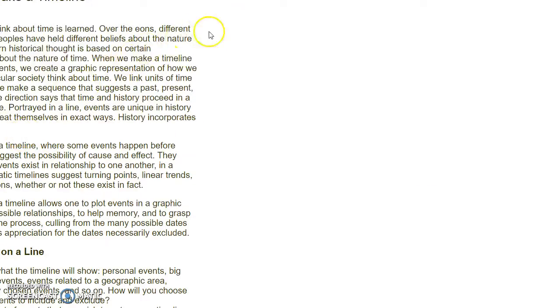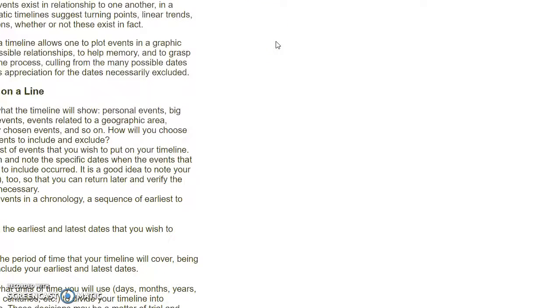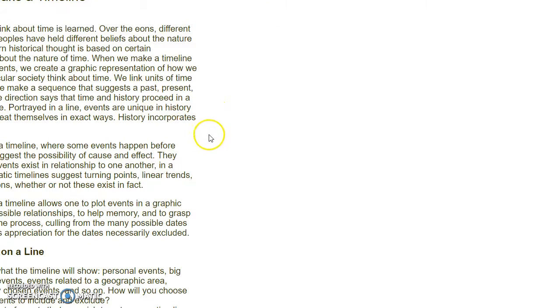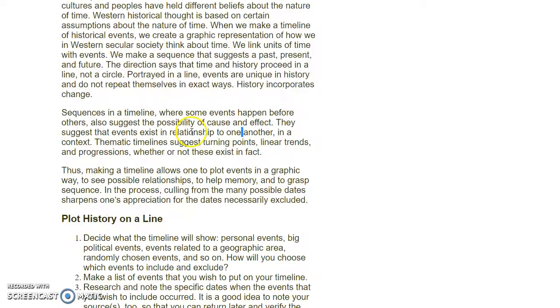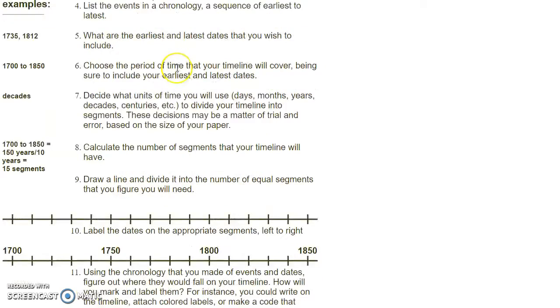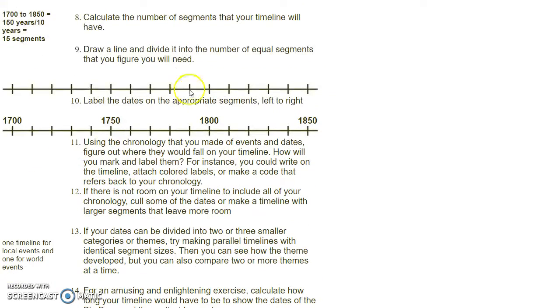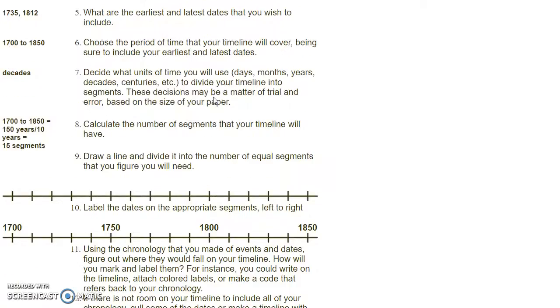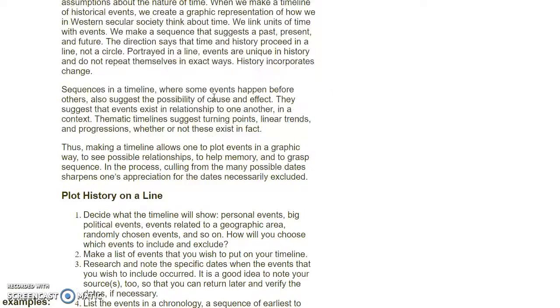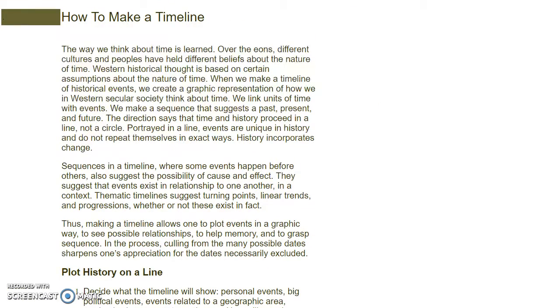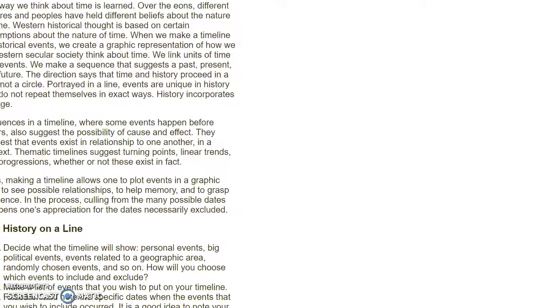And here is a website that I had found that breaks down how exactly a historical timeline should be set up, with different intricacies that the students might not be familiar with. Just if they're having trouble getting going, that might be a helpful thing for them.